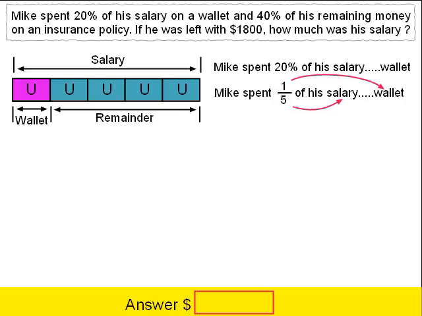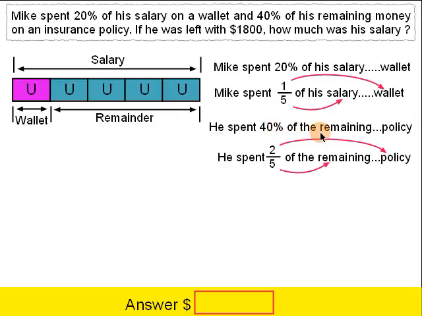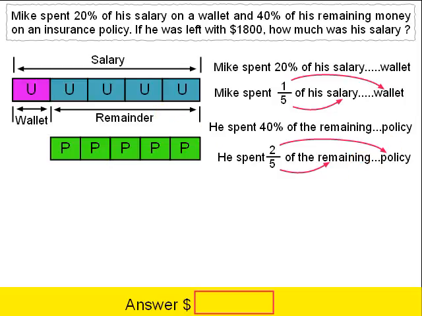Then we are told that he spent 40% of his remaining on an insurance policy. 40% expressed as a fraction is 2 over 5. So we rewrite it: he spent 2/5 of the remaining on the insurance policy. Here, denominator 5 is referring to the remaining. So we cut the remainder into 5 equal parts. Out of these 5 equal parts, 2 equal parts have been used on the insurance policy. So he was left with a total of 3 parts.